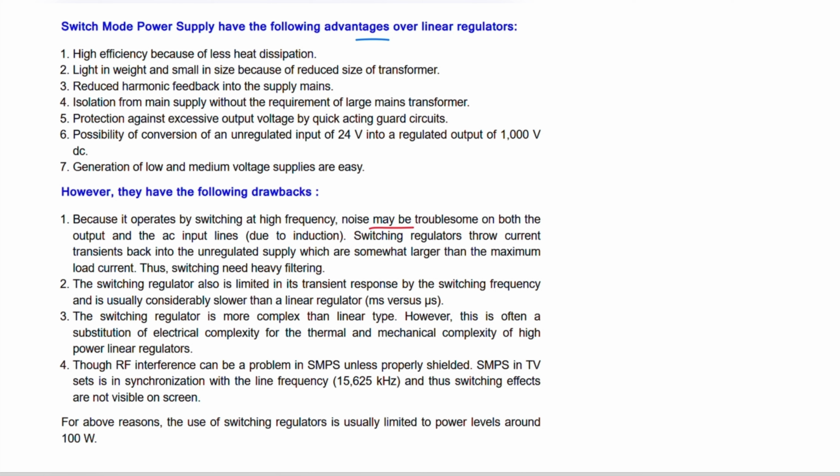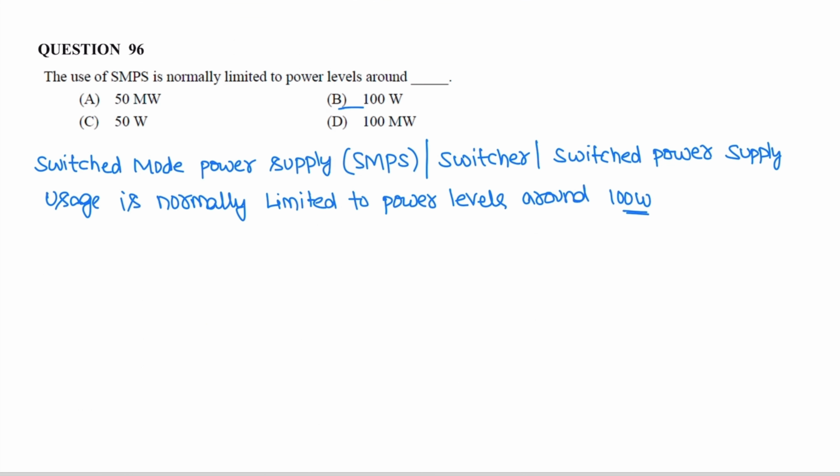Next, the switching regulator is also limited in transient response by the switching frequency and is usually considered slower than linear regulators. A switching regulator is more complex than the linear type. However, it is often a substitution of electrical complexity for the thermal and mechanical complexity of high power regulators. RF interference can be a problem for SMPS unless it is properly shielded. So because of the above four disadvantages, it is usually limited to power levels around 100 watts. So the correct option is B.